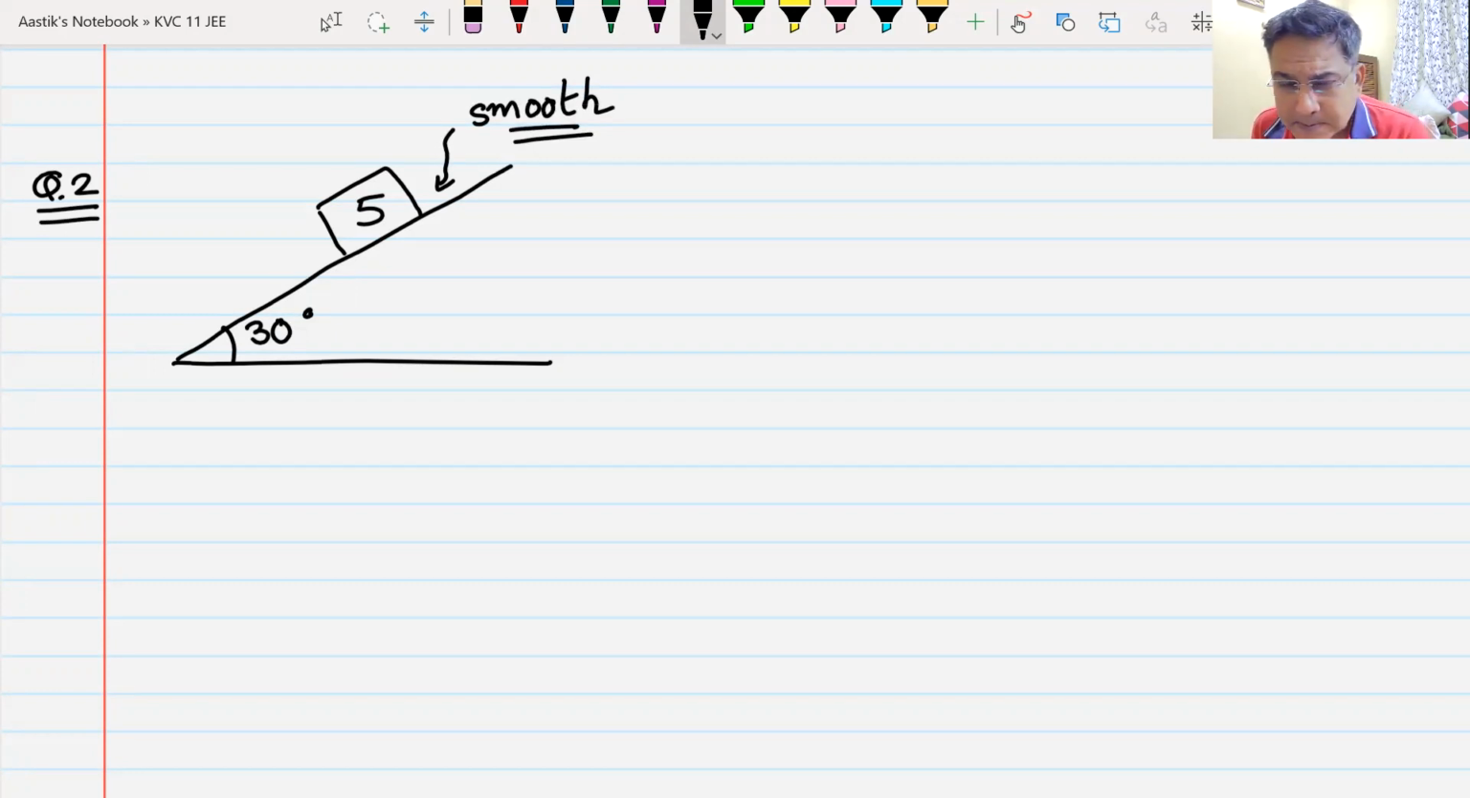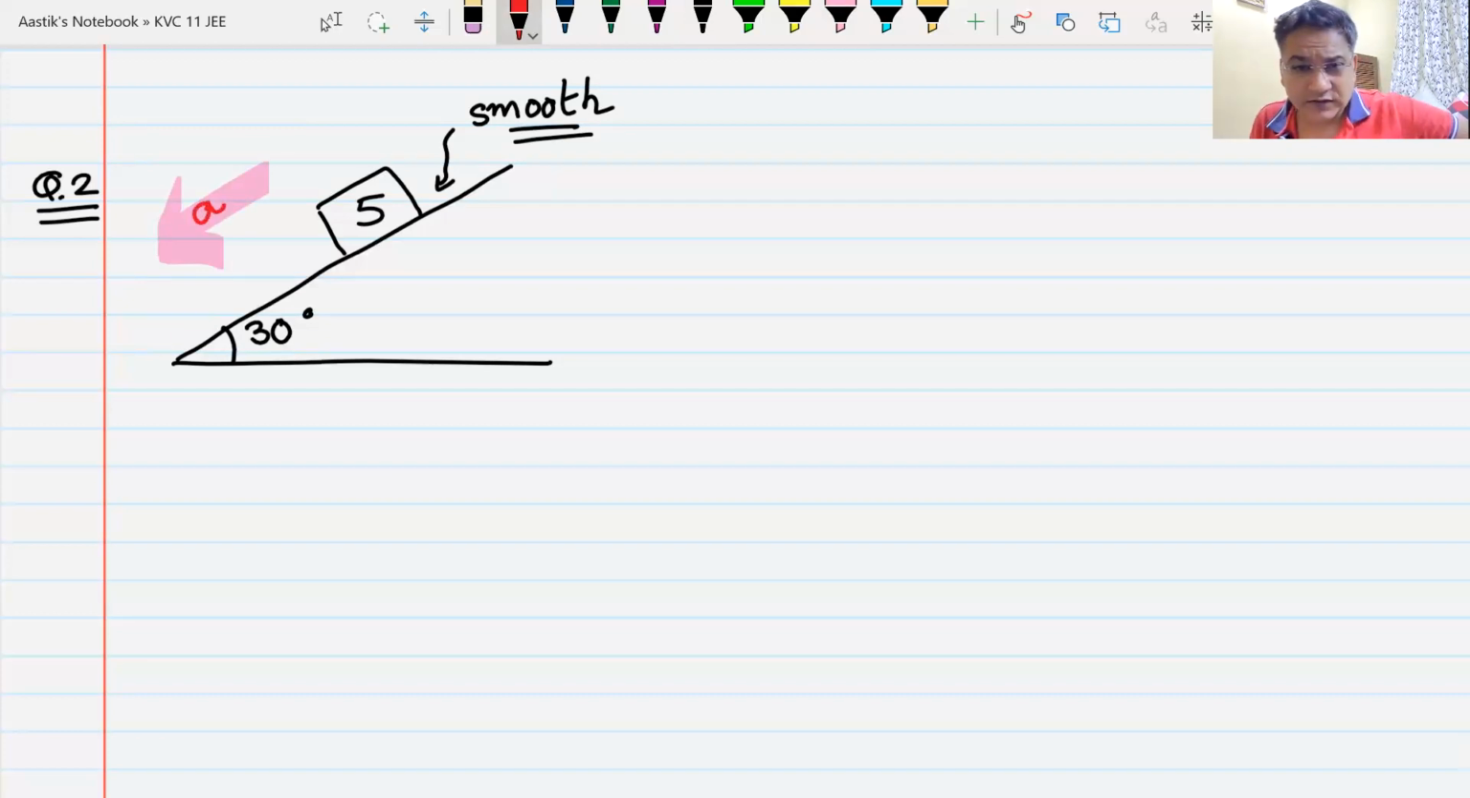Yes? It's going to move down, yes? Yes or no? It will slide down and it will have some acceleration. Everyone understands that the acceleration would be like this. Let us say that the acceleration is A.